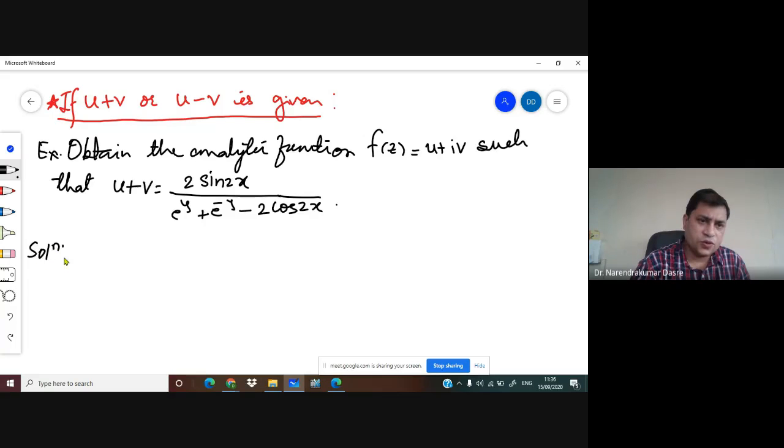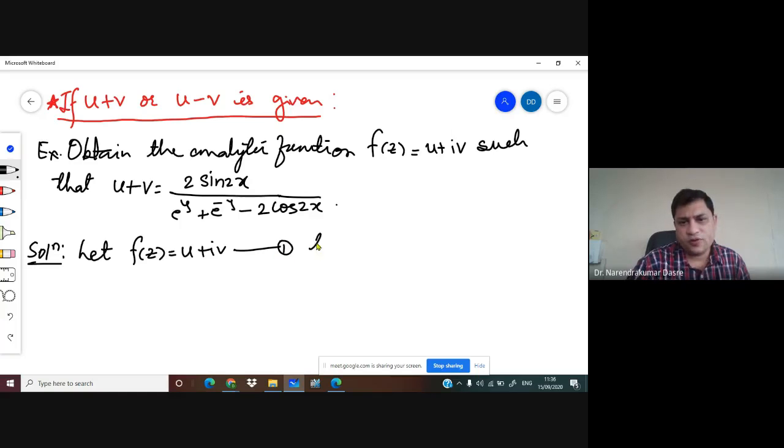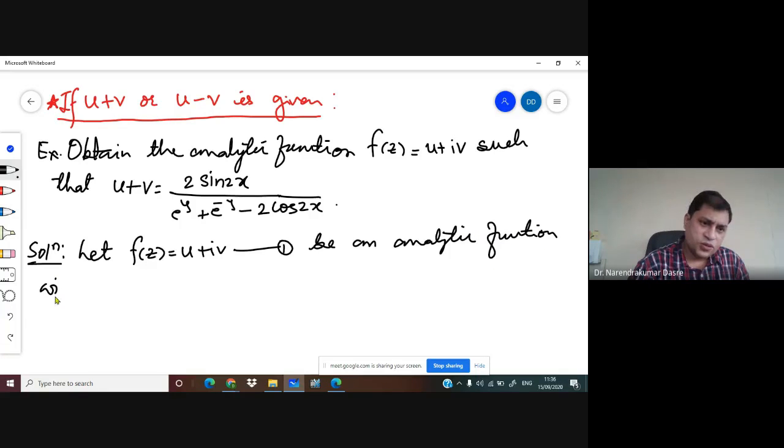Okay, so we'll go with the solution. We have to find the analytic function. So the first step is always f of z is equal to u plus iv. This is what we want to find, an analytic function. Now we know if we are given u plus v or u minus v, then we have to go with the pre-processing. So what is the pre-processing we have?